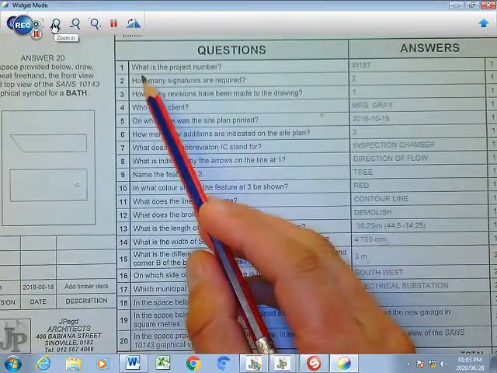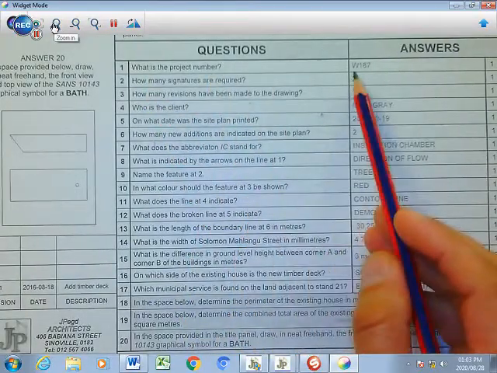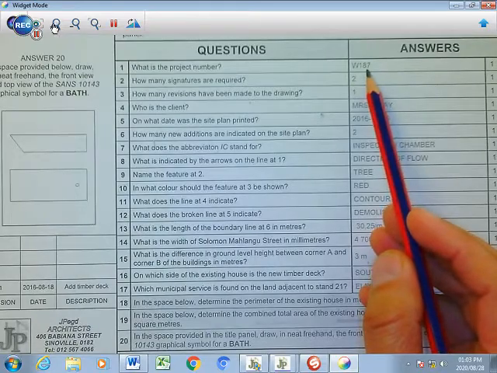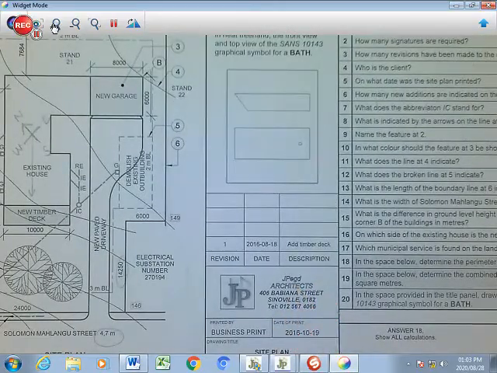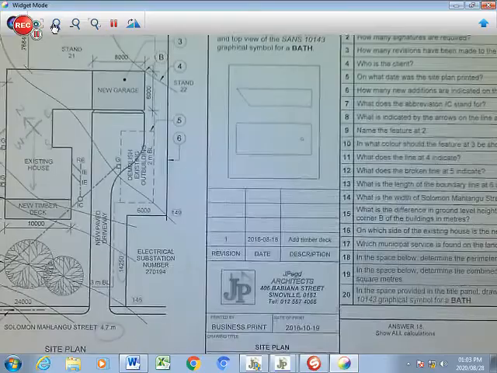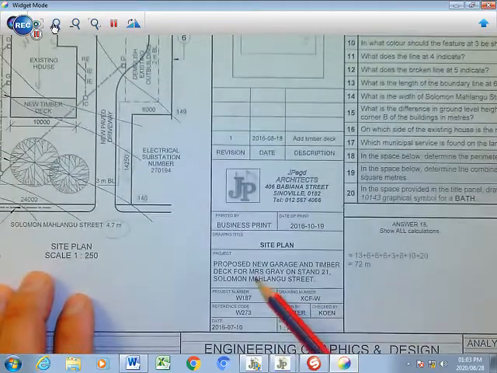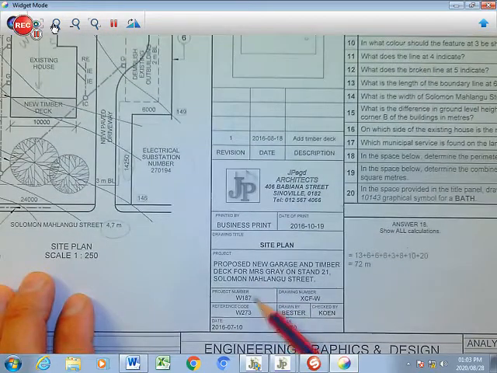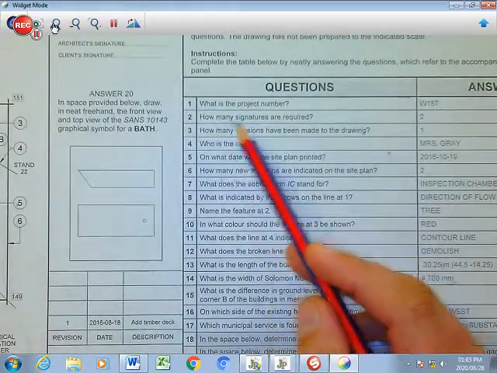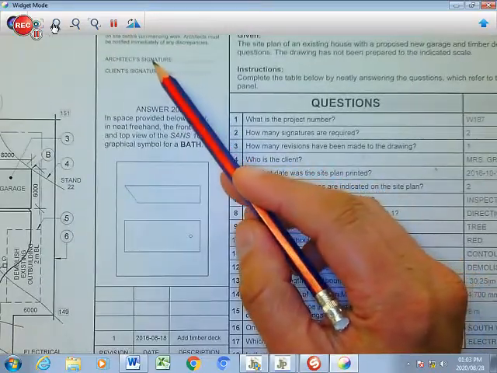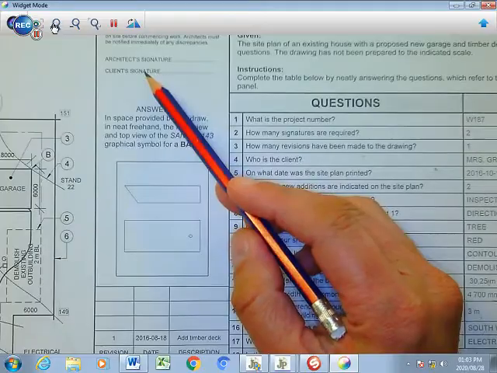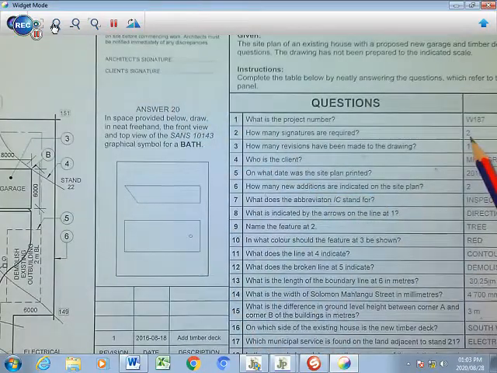So here we have: what is the project number? It's W187, and you're going to find the project number right here in this space. If you move it up, you will find the project number right there. That's the project number. The next question, how many signatures are required? If you go to the top here, there's the architect and the client, so that's 2 signatures that's required there.